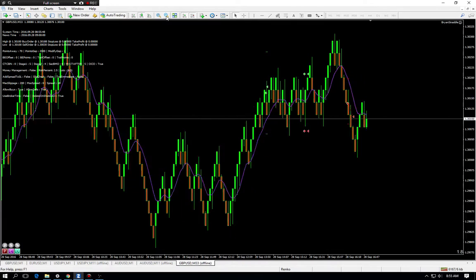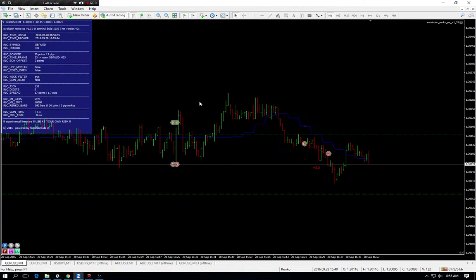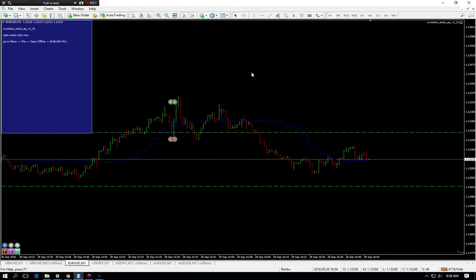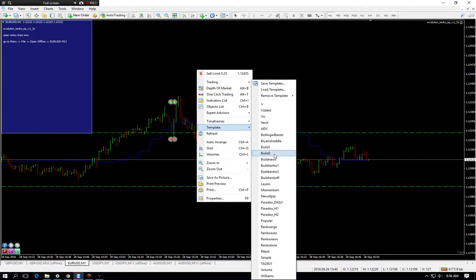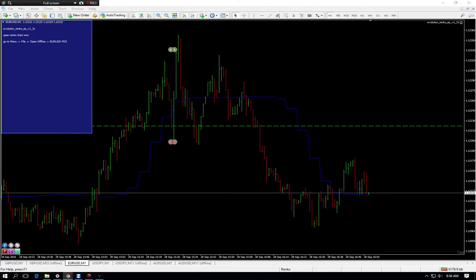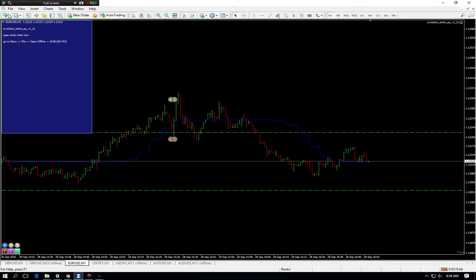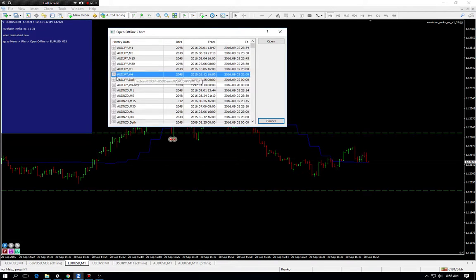And let's zoom out 1. Alright, so what's up next? Let's turn on our little thingy and let's move it into position. I am OCD about my charts being in order. You'll notice after time. Template, build 3, and did I close my Euro USD? Yes, I did. So let's go to File, Open Offline, and we're going to look for our Euro USD 33.